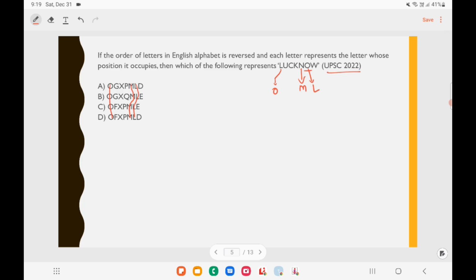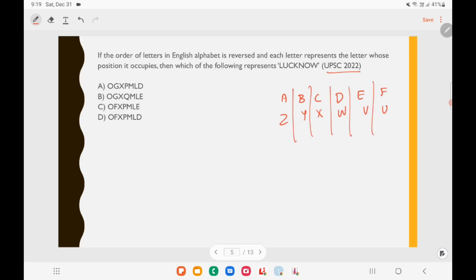But here you have a trick. I'll tell you that. Just write the first 6 letters: A, B, C, D, E, F. Then they will be coded with U, V, W, X, Y, and Z. Right? So just write these letters. And if you see the letters here, in the second one is U. So U will be coded with F if the alphabets are written in the reverse order. So you know that U is F.